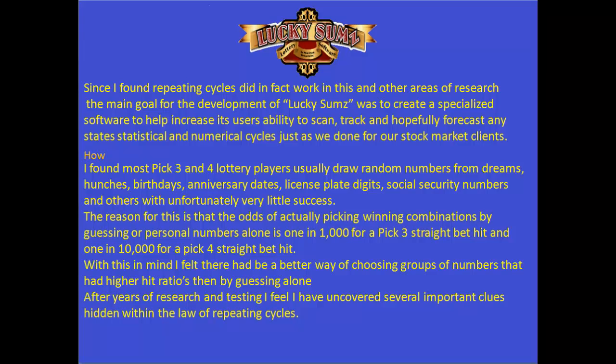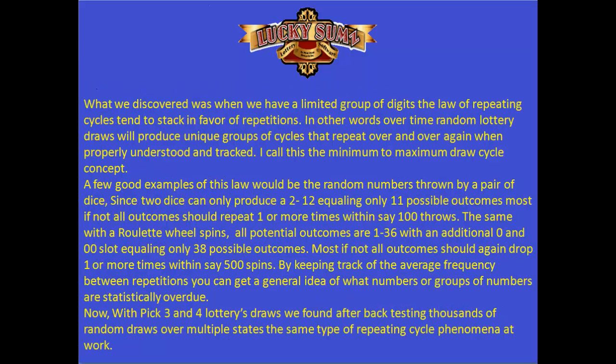After years of research and testing, I feel I have uncovered several important clues hidden within the law of repeating cycles. What I discovered was when we have a limited group of digits, the law of repeating cycles tend to stack in favor of repetitions. In other words, over time, random lottery draws will produce unique groups of cycles that repeat over and over again when properly understood and tracked. I call this the minimum to maximum draw cycle concept.